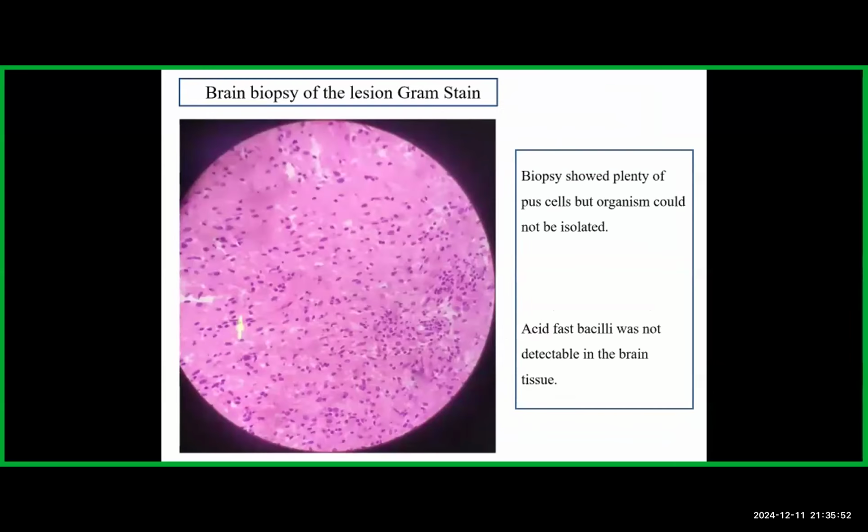This slide shows the brain biopsy and the gram stain of the lesion. The biopsy showed plenty of pus cells, but the organism could not be isolated. AFB was not detectable in the brain tissue.